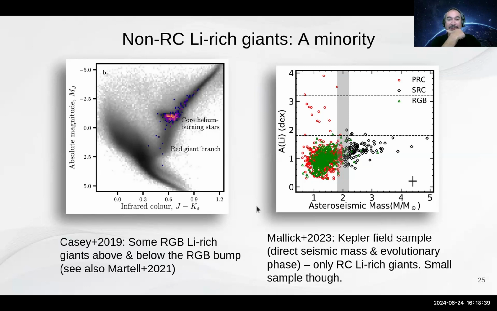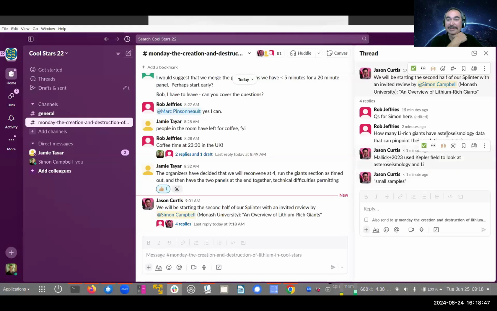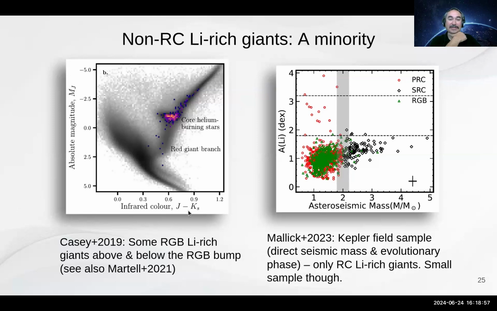Jason mentioned Malik 2023, which I just showed. I think Casey et al. had something like 8 stars. But there are also these large catalogs which give you evolutionary status, though it's more inferred because you don't have the delta P.